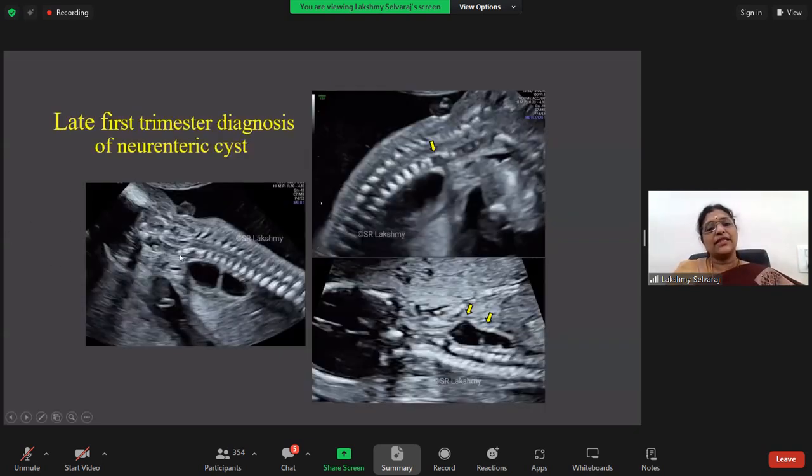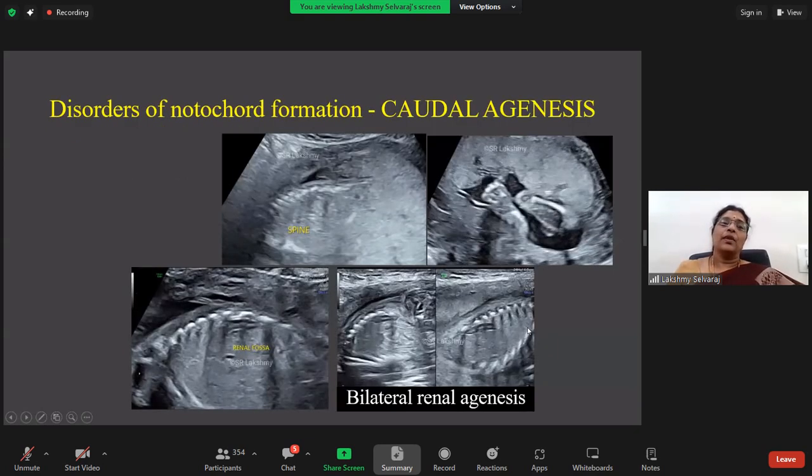And this is a late first trimester diagnosis of a neuroenteric cyst. You see, once again, you have a thick-walled cystic lesion with septation in the posterior mediastinum, and you see the vertebral abnormality here. You see the missing vertebra, the clumped vertebrae together, and once again, this is a neuroenteric cyst.